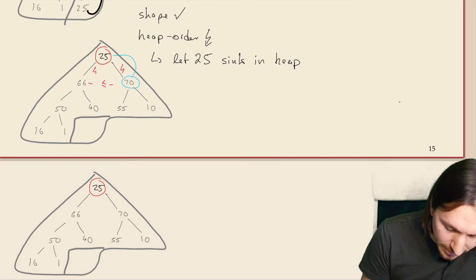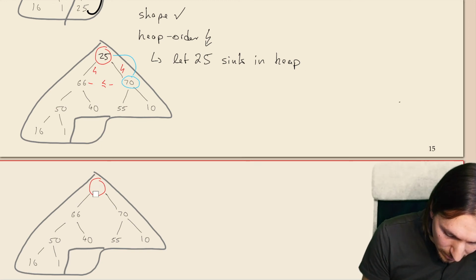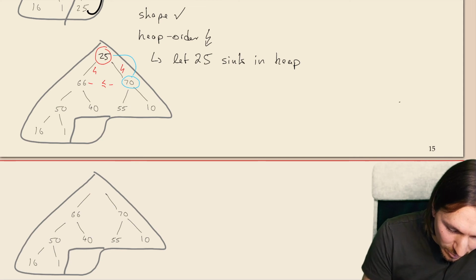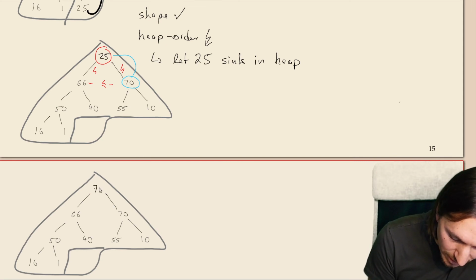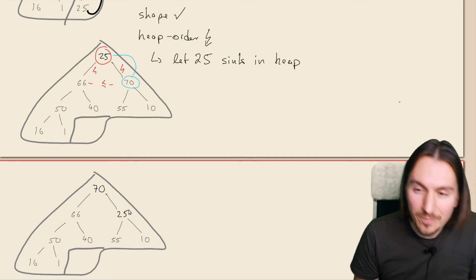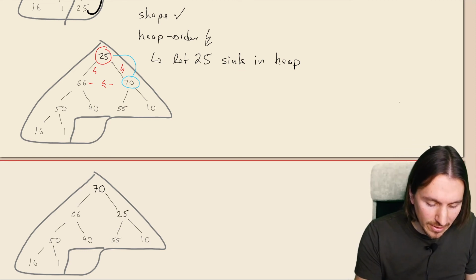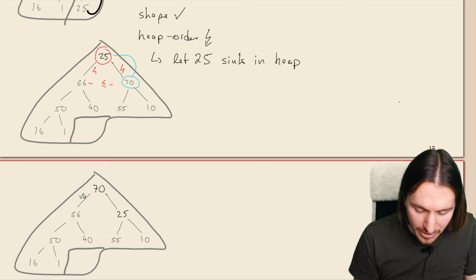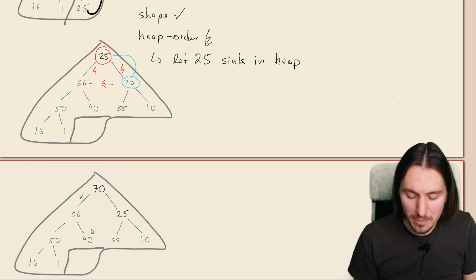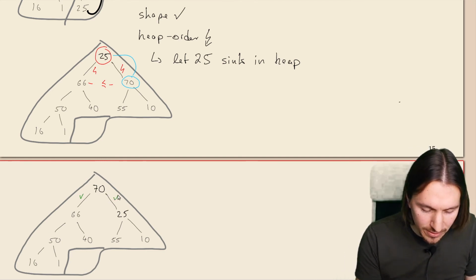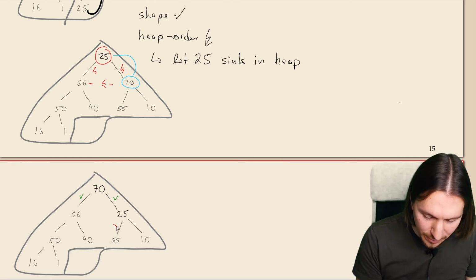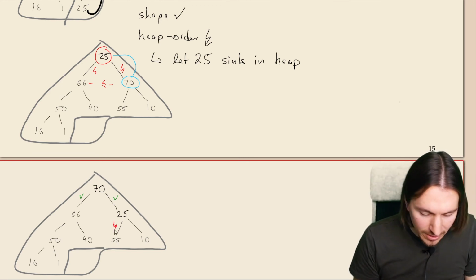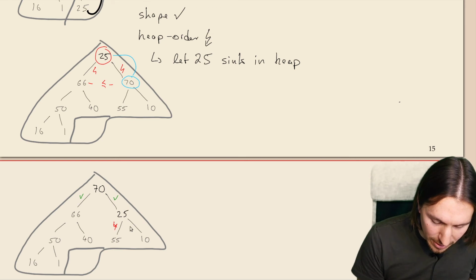So let's actually do this. Maybe we don't need the red circle anymore here. We put the 70 up here, and we put the 25 down there. Now, by picking the larger child, we make sure that this is fine, and so the whole subtree here is fine. And we made sure this is fine, but we still have a violation here. So we do another round of swapping.